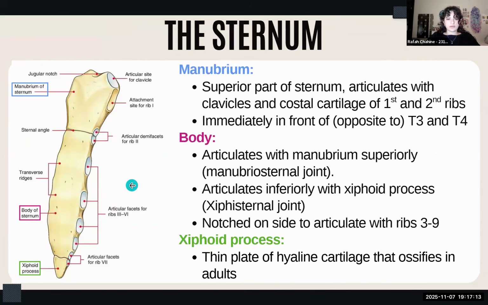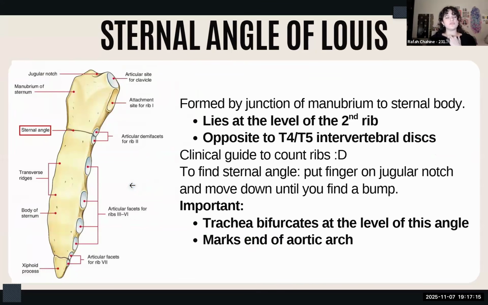Awesome. Okay, let's go back. So the sternal angle of Louis: if you take your jugular notch, slide your finger a little bit down, you're going to feel this bump. That's the sternal angle of Louis. Move to the right of it. What do you find? The second rib.